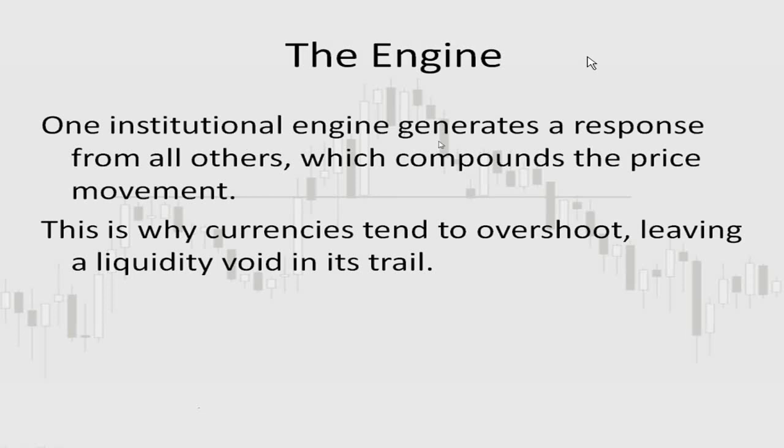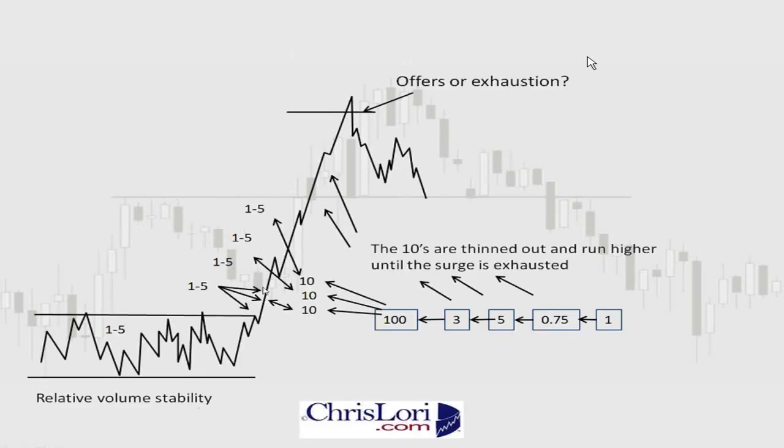So more discussion on the engine. One institutional engine generates a response from all others. Once one entity starts to push price out, it actually kicks in the protective pricing engine on the other banks as well. So the integrated feed will spike up, and it compounds the price movement. This is why currencies tend to overshoot, leaving a liquidity void in its trail.